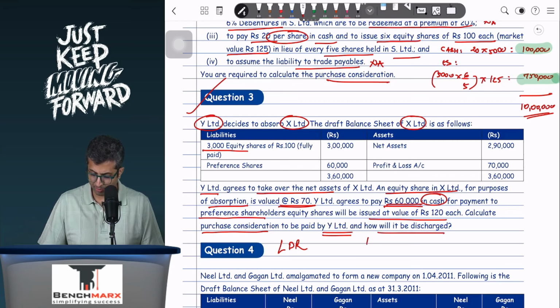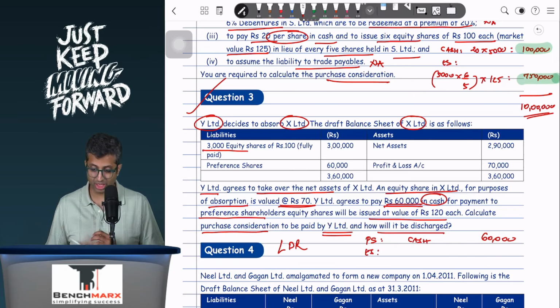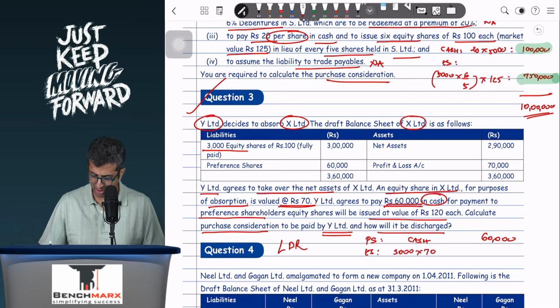Now, purchase consideration is payment to preference shareholders, that is 60,000 in cash, and then payment to equity shareholders. When I look at payment to equity shareholders, we have agreed that for the purpose of absorption, shares are valued at 70, and hence this is 3,000 into 70. Can I say this is 2,10,000? And how will this be discharged? Well, 2,10,000 in shares of rupees 120 each. 2,10,000 divided by 120 will be probably 1750 equity shares at the rate of rupees 120 each.